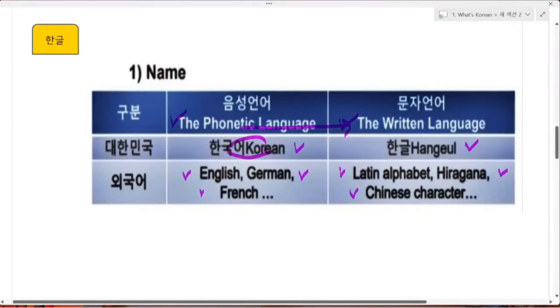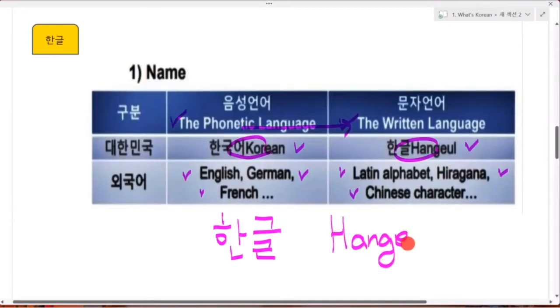Korean is the official language of Korea, and Hangeul is the Korean alphabet. Korean is usually written in Hangeul, but it's not just written in Hangeul. Hangeul is available in Korean, 한글, and in Roman letters, 한글. Okay, good. Let's move on.